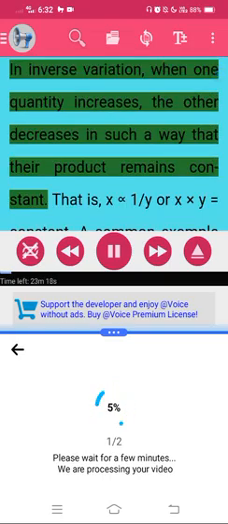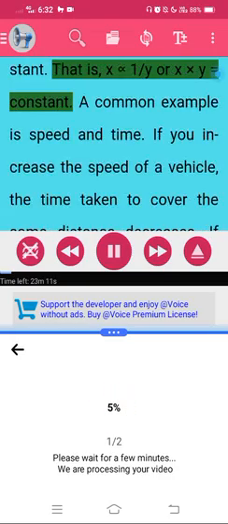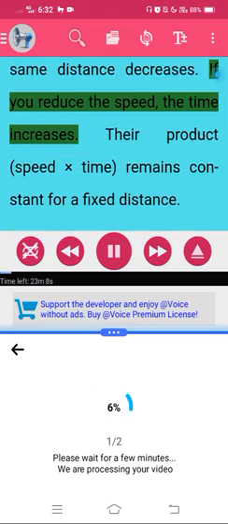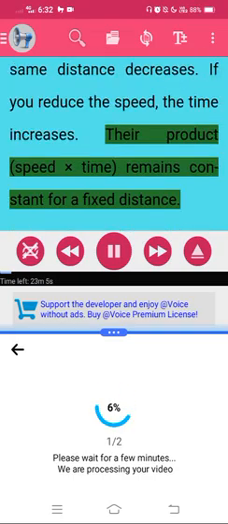In inverse variation, when one quantity increases, the other decreases in such a way that the product remains constant. That is, x proportional to 1/y, or x times y equals constant. A common example is speed and time. If you increase the speed of a vehicle, the time taken to cover the same distance decreases. If you reduce the speed, the time increases. Their product, speed times time, remains constant for a fixed distance.